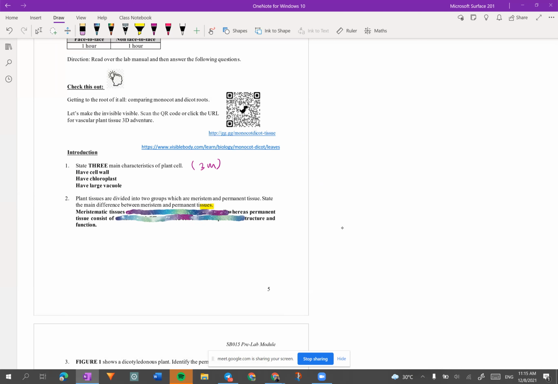Plant tissue are divided into 2 groups, which are meristematic and permanent tissue. State the main difference between meristematic and permanent tissue. Okay, as the name suggests, permanent tissue means it is already permanent, right?